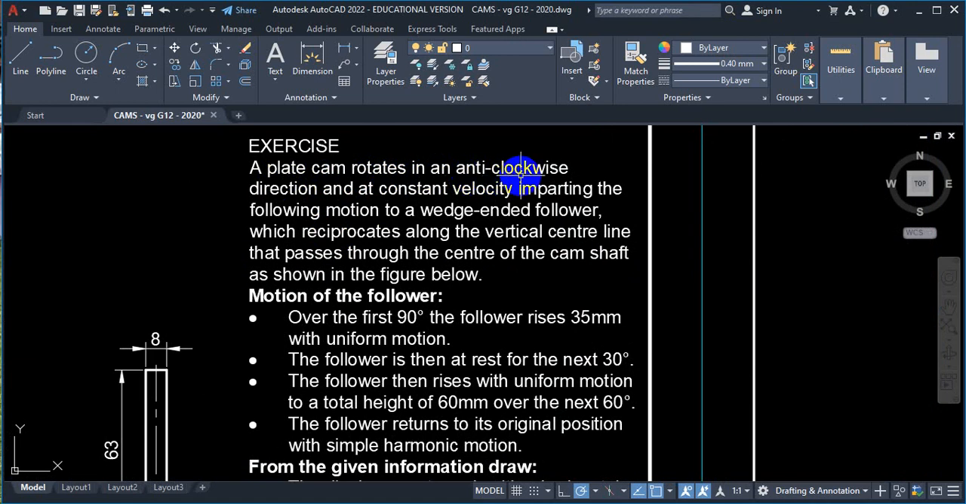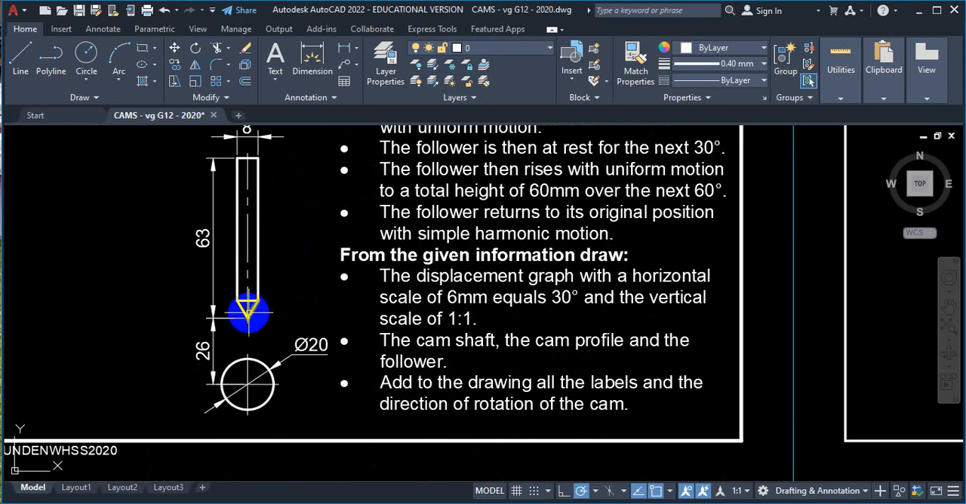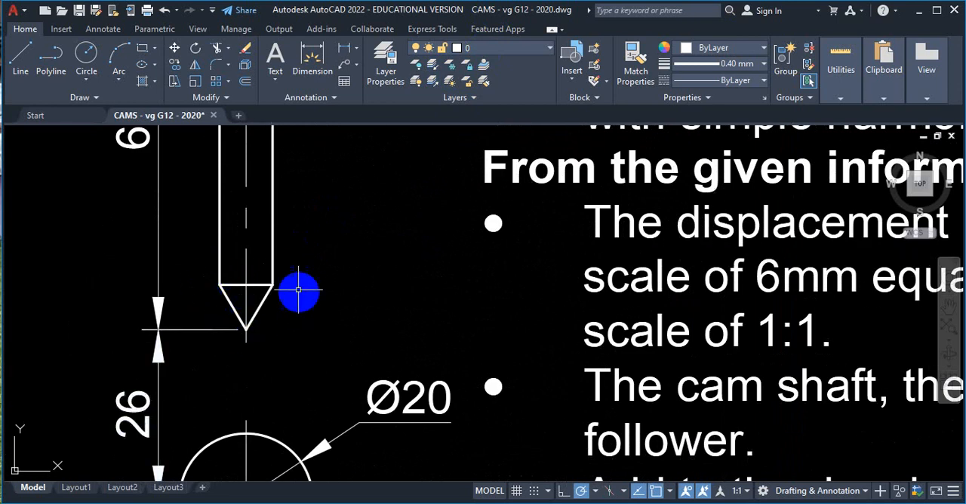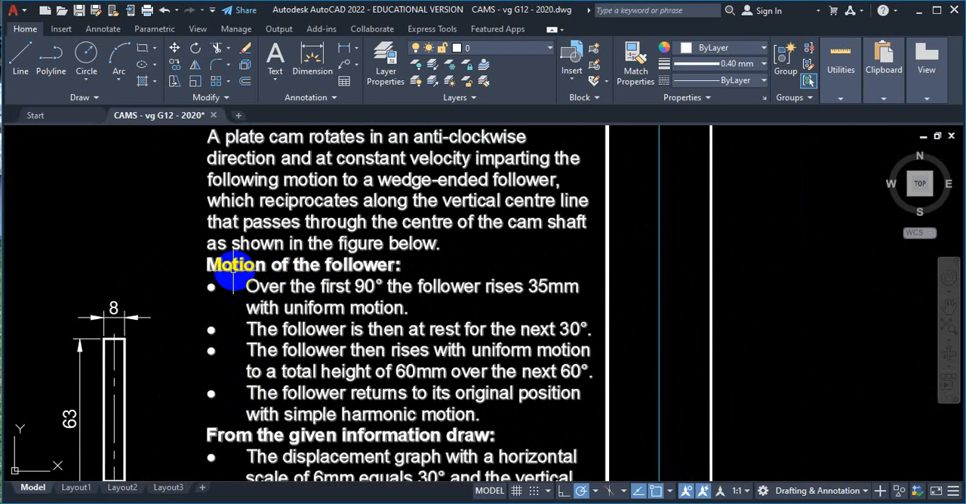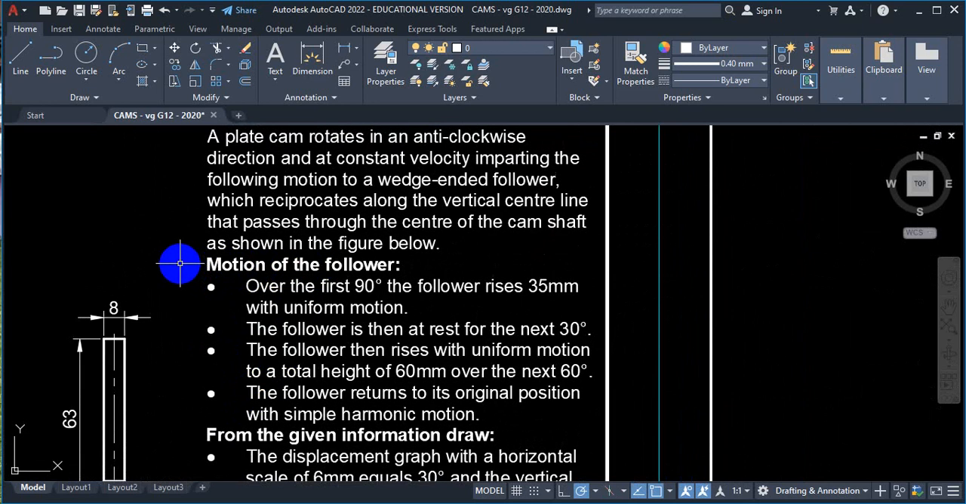It's rotating in an anti-clockwise direction and at a constant velocity, imparting the following motion to a wedge-ended follower. A wedge-ended follower is this area here. This is known as our wedge-ended follower. There's another one which is known as a roller, but this one here is known as a wedge-ended. It goes on and says, which reciprocates along a vertical center line that passes through the center of the camshaft, as shown in the figure below.